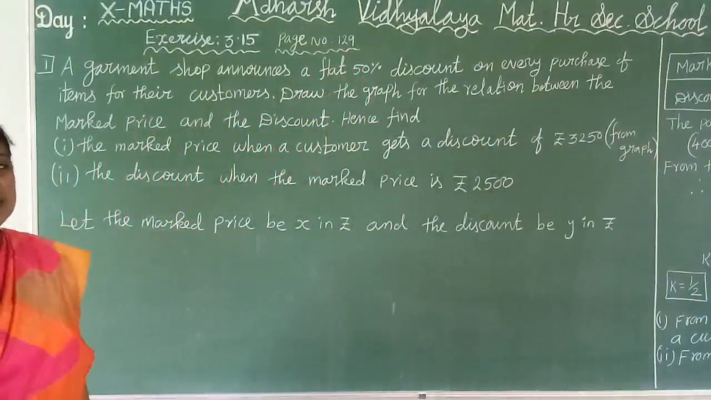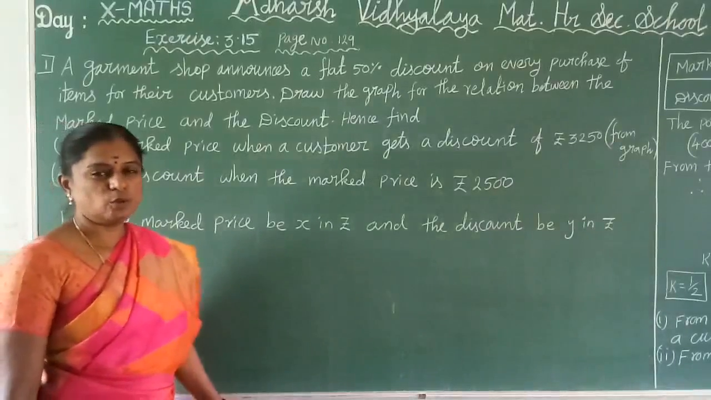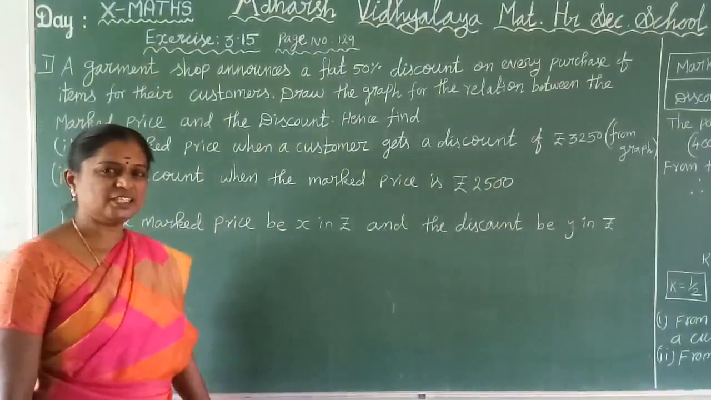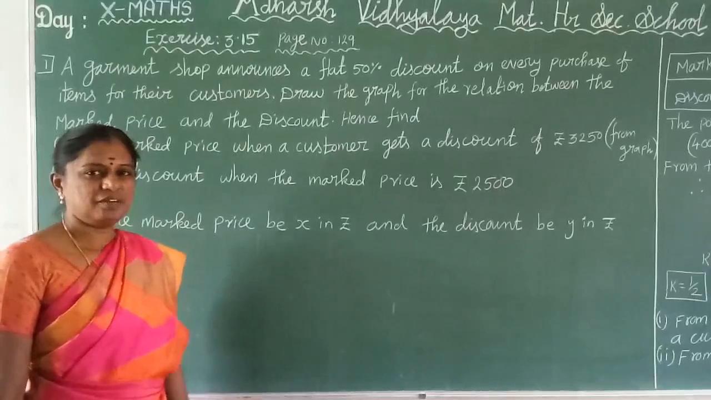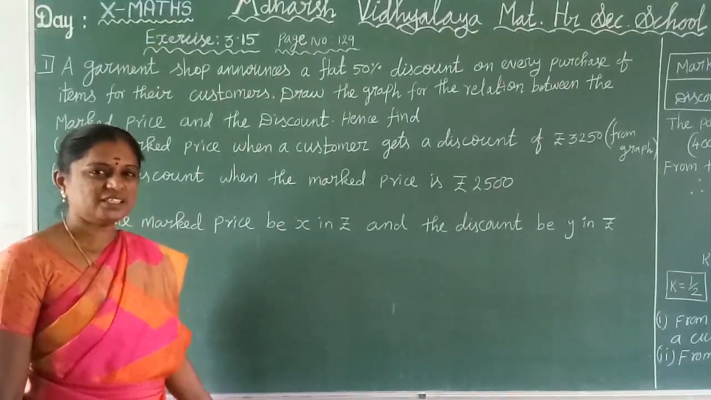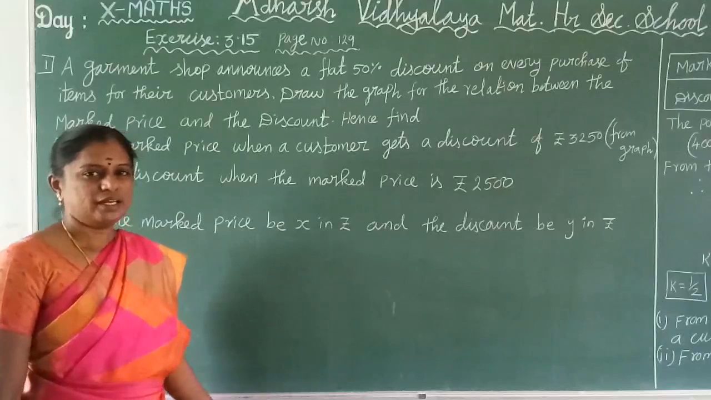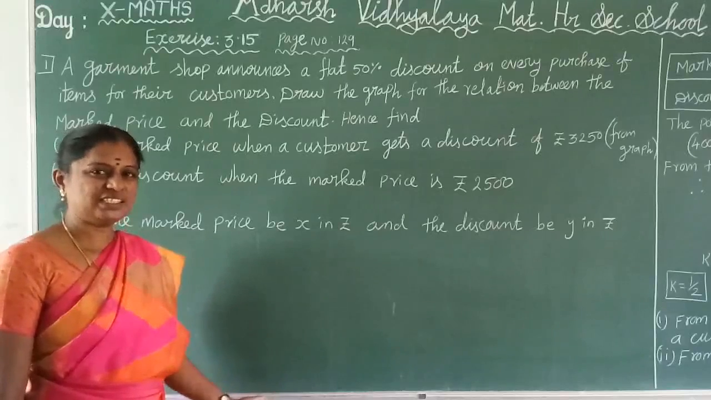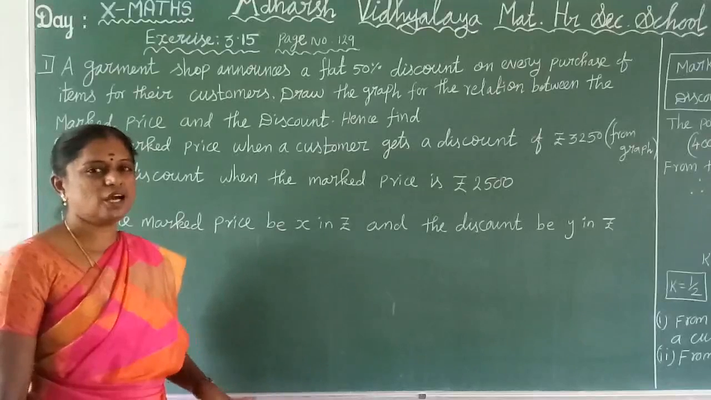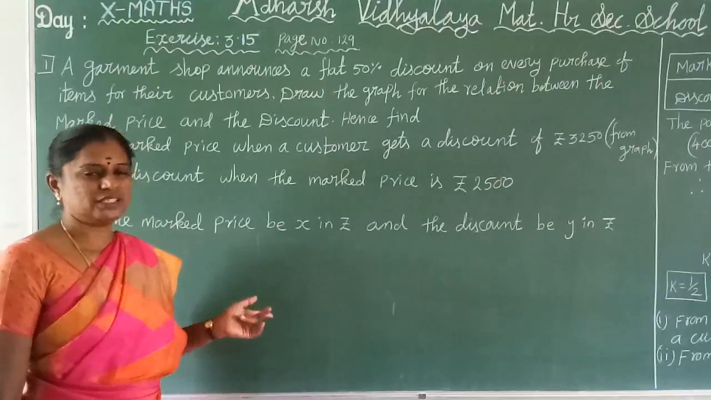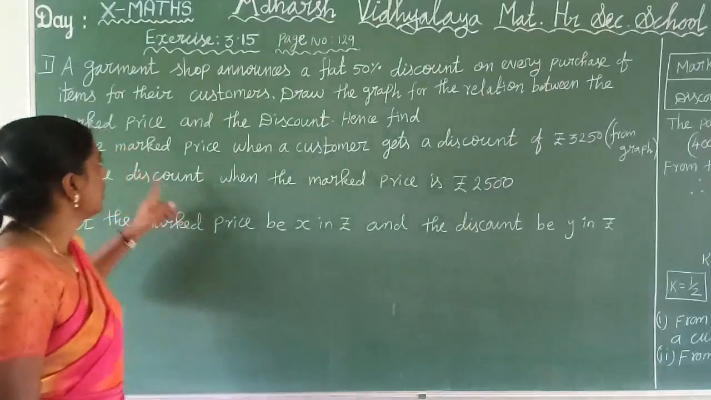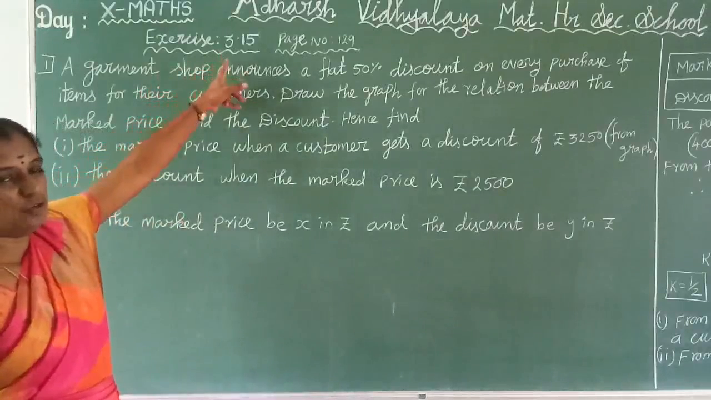What is direct variation? X increases and y also increases, or x decreases and y also decreases. Indirect variation means x increases and y decreases. That is the opposite behavior of the two variables x and y. Now we discuss exercise 3.15.